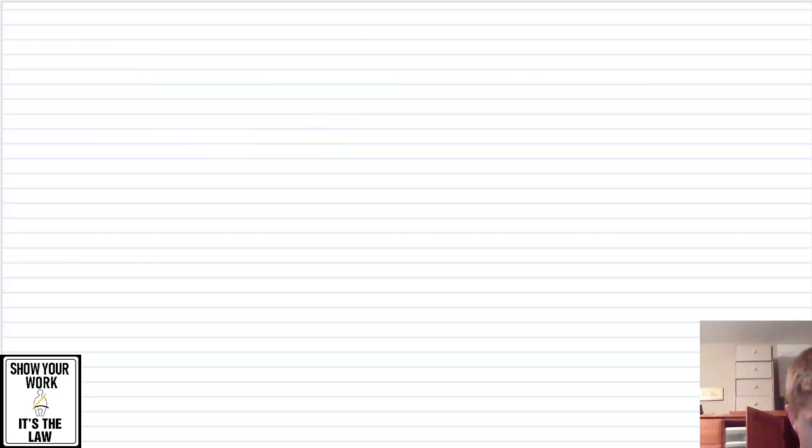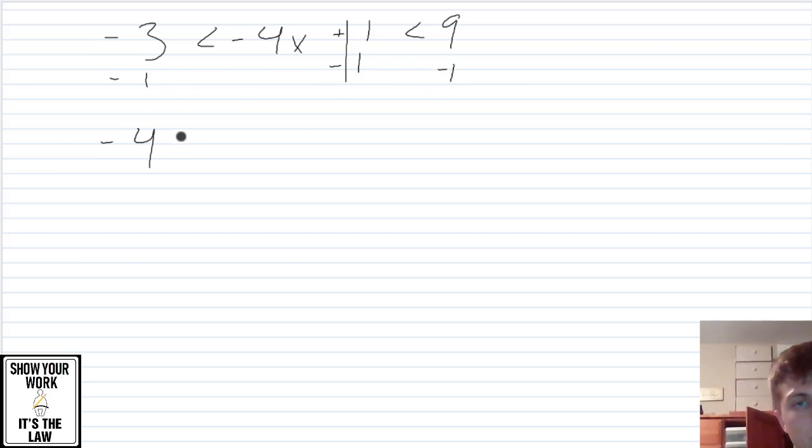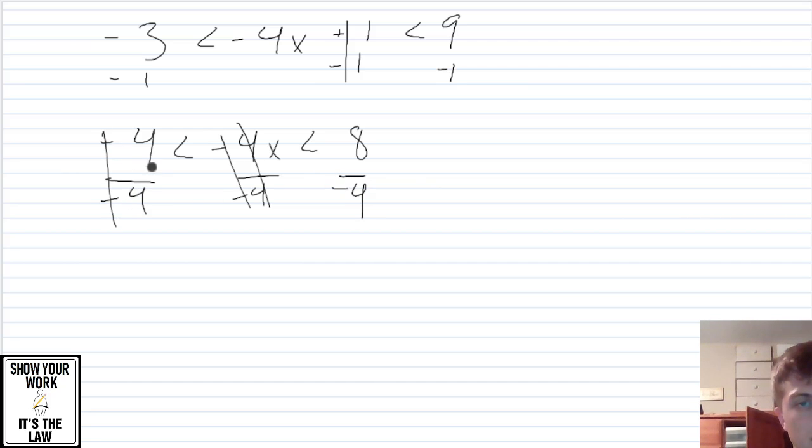Let's do another question. Let's do question 18. -3 less than -4x plus 1 less than 9. Get the x by itself, subtract 1. What we do to one side, we do to all sides. That's -4 less than -4x less than 8. Divide by -4, divide by -4, divide by -4. These negatives cancel, the 4's cancel. We got 1, but we divided by a negative, which means the signs flip. X, signs flip, -2. So that's basically all these problems.